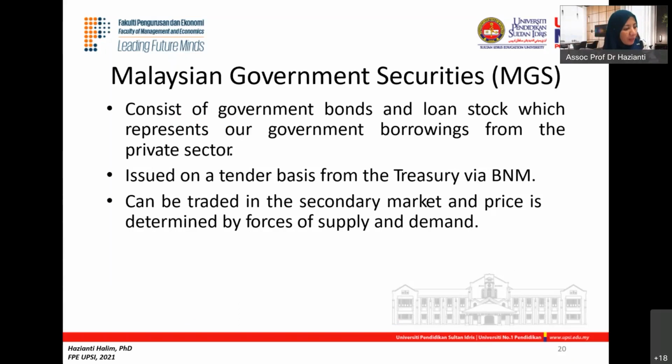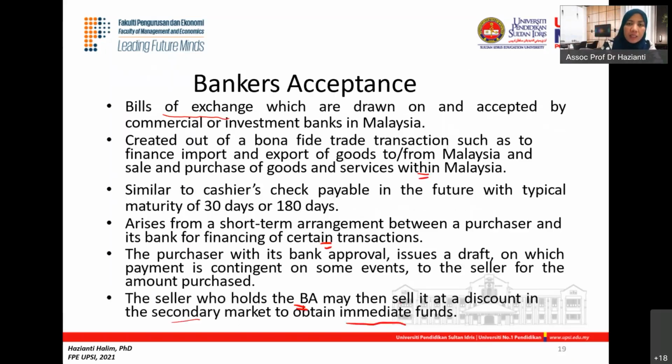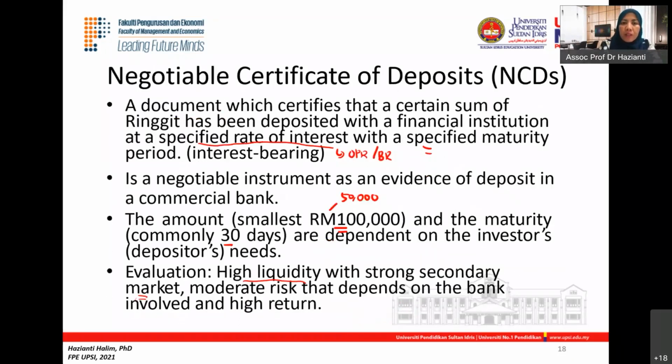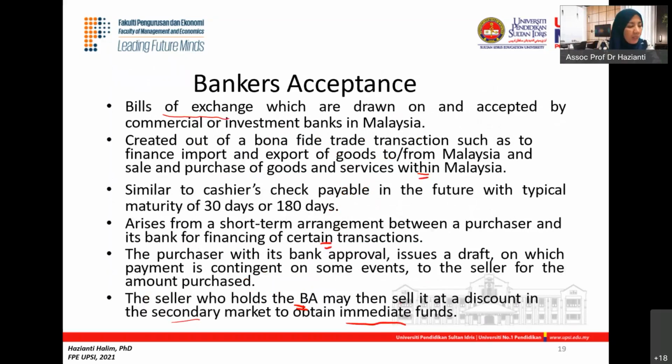Alright, that is banker's acceptance. Okay, earlier we saw the NCD, the smallest is 100,000 and it comes in multiples of 50,000. For banker's acceptance it is a bit smaller. The minimum is 30,000, and the denomination is in multiples of 1,000. So 30, 31, 32, 33, 34, so 1,000, not like earlier.